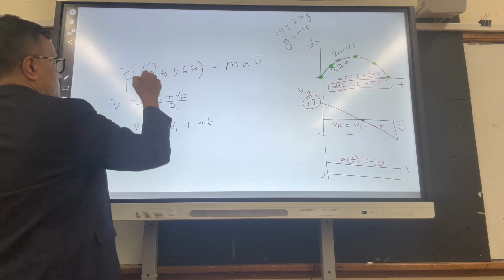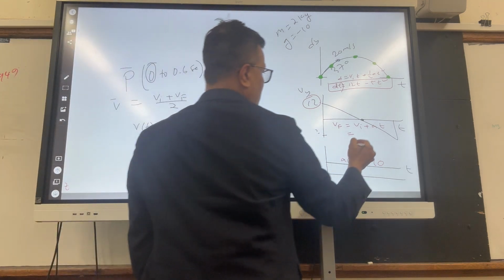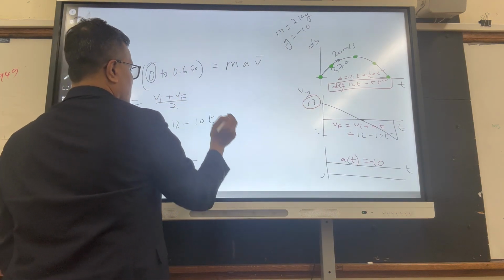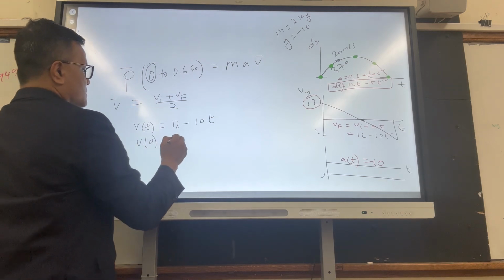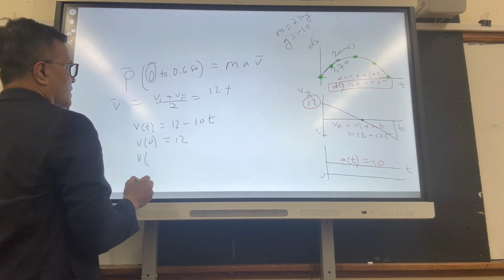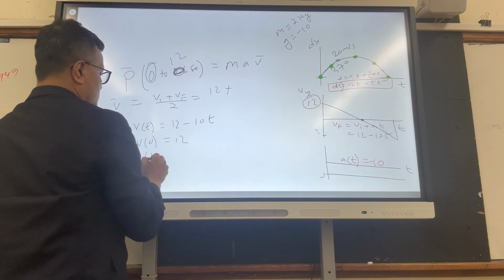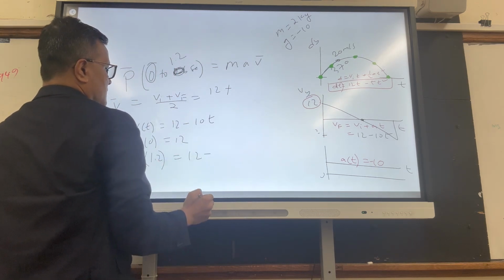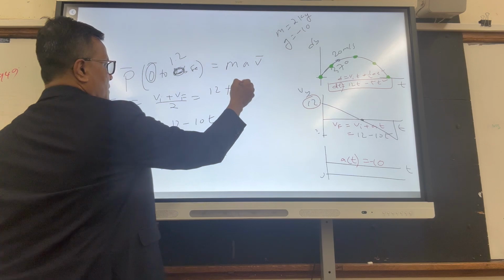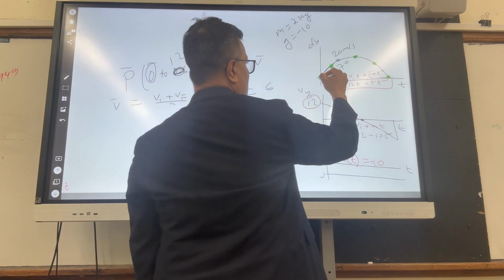Okay, when the time is 0, the velocity Vi is 12 minus 10t. So when t is 0, this is just 12. When t is 1.2, then 12 minus 10 times 1.2 is 12 minus 12, so this is 0. So the average velocity is 6 from here to here.